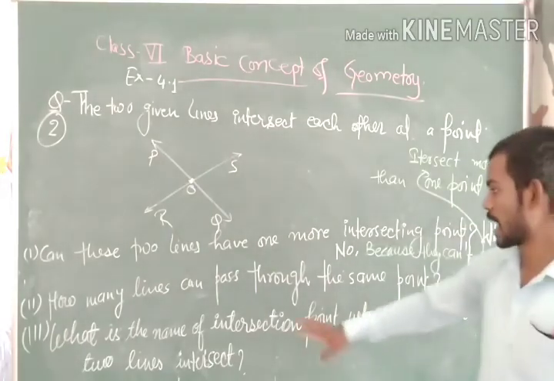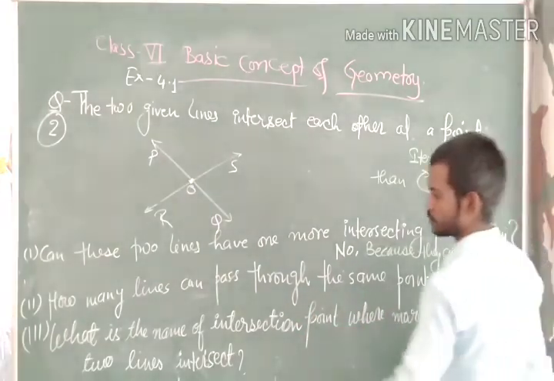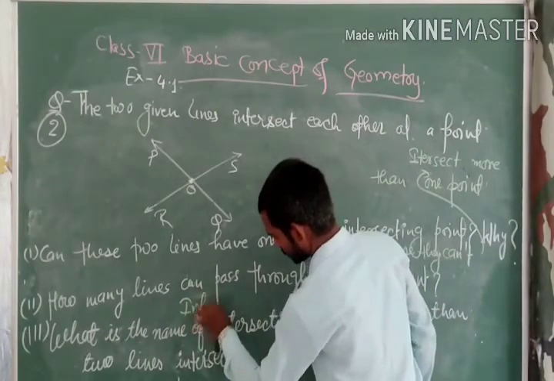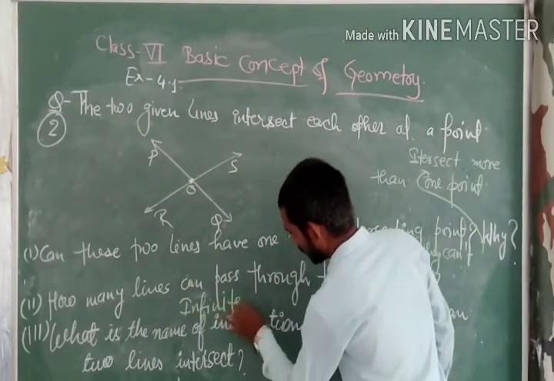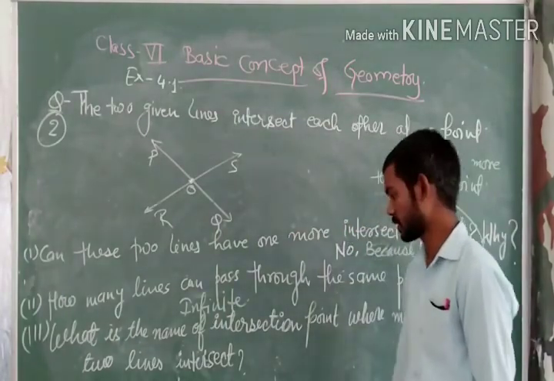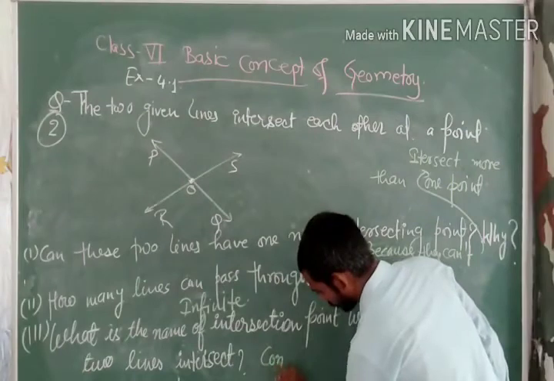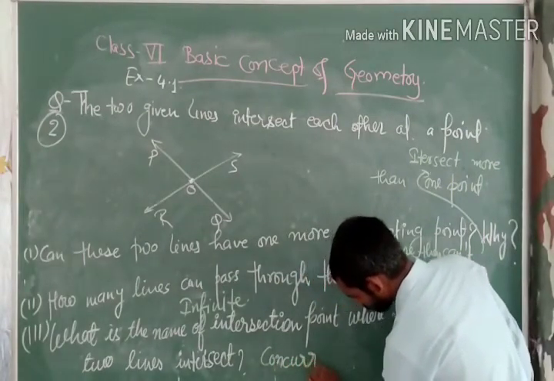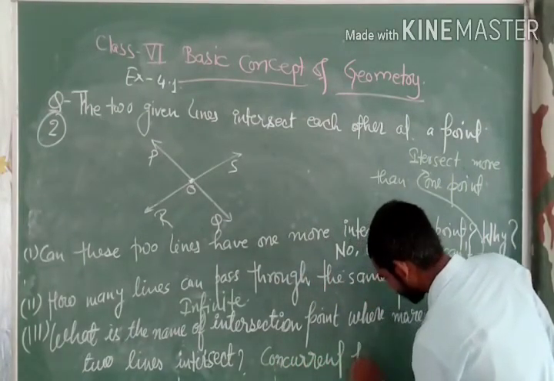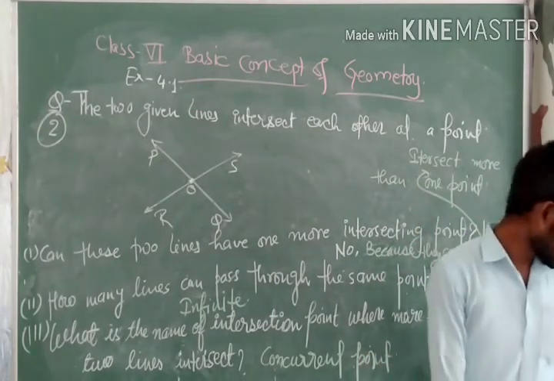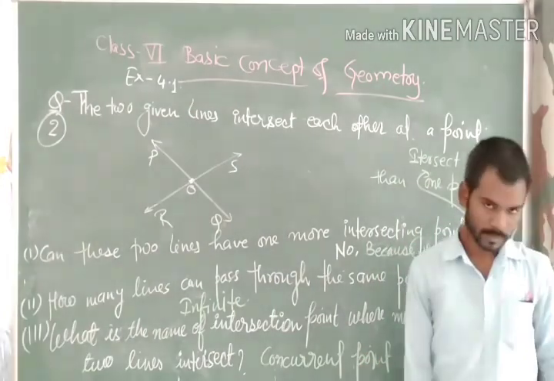And the second, how many lines can we pass? Then you can write infinite number of lines can be passed. And the third is concurrent point. This is the solution of the question.